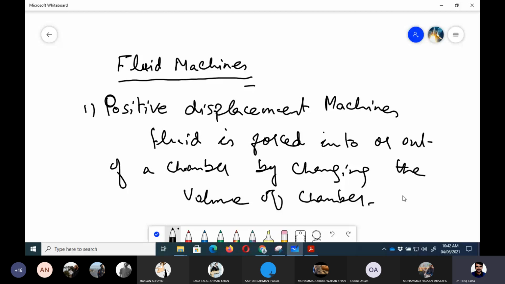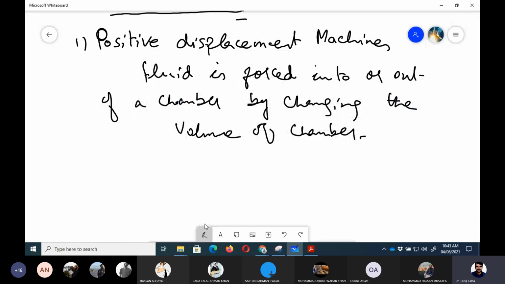And if you have ever ridden a bicycle, there is a bicycle pump. When we push that plunger down, we are forcing the compressed air into the tire of the bicycle. Another example may be the engine of a car. We have got reciprocating motion, that piston-cylinder motion. Those are the examples of positive displacement machines. And the second type of fluid machines are what we call turbo machines.